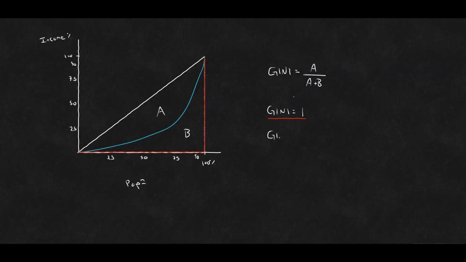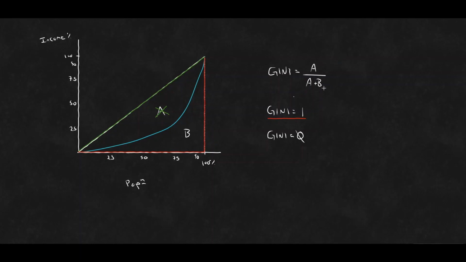The other extreme is if we have a Gini coefficient of 0. A Gini coefficient of 1 is perfect inequality. 0 would be perfect equality. And if we use green to denote this, this would be a Lorenz curve that just falls right on that 45-degree line. If our Lorenz curve just fell right on the 45-degree line, well, in that case, there's no area A. It's just area B.